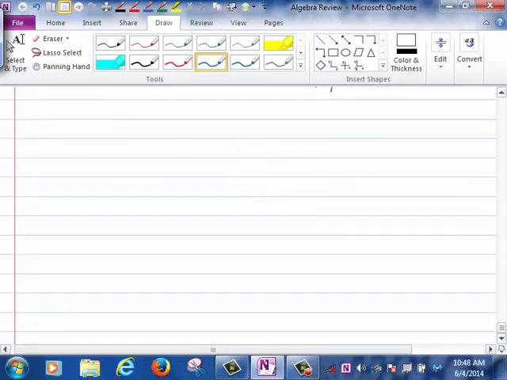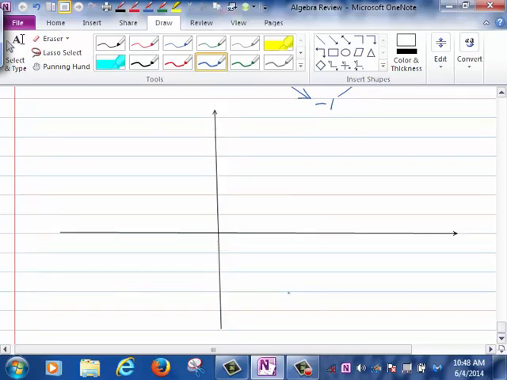I need space, so I'm going to get rid of that. Let's try to draw the graph of the sine function. Let's pick this height to be 1, okay? So I'm going to pick 1, 2, and 3. Pi is about 3.14, so 3, 4, 5, and 6. So I'm going to say that my pi is about here, and 2 pi is about here.